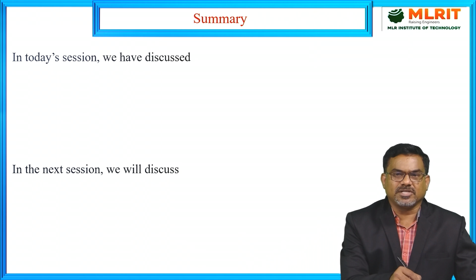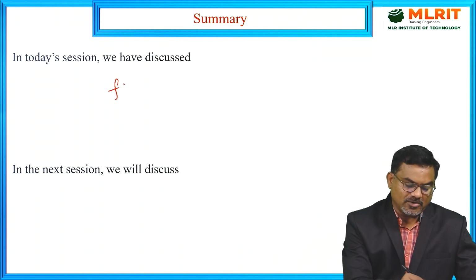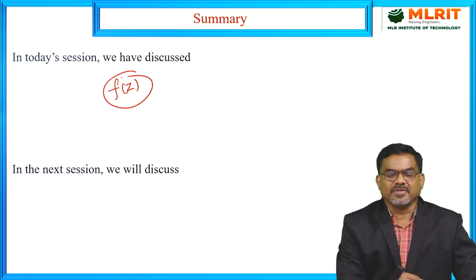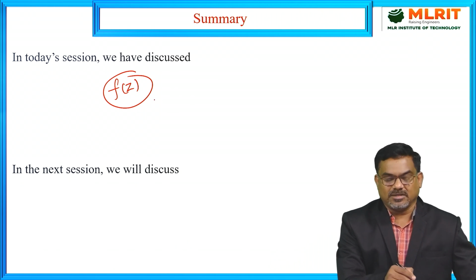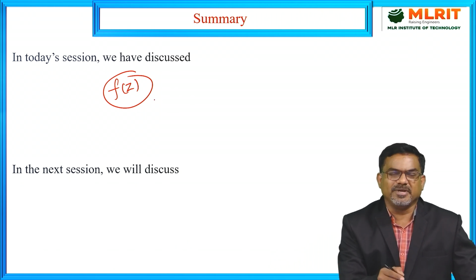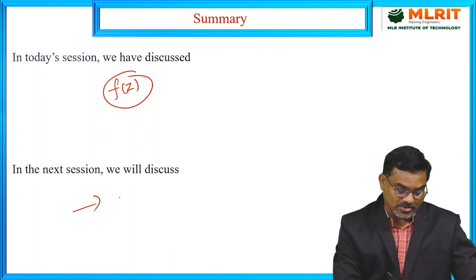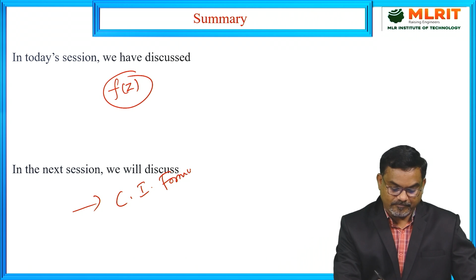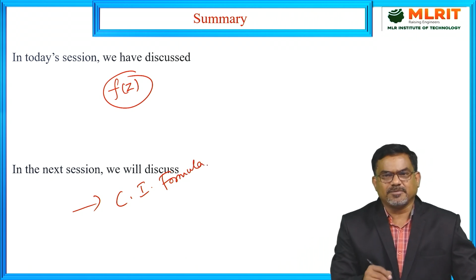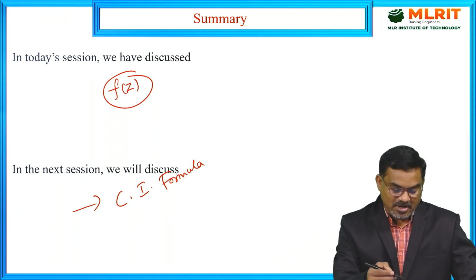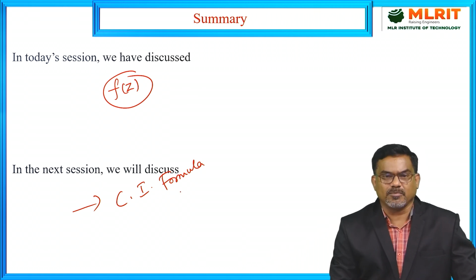So in today's session, we have verified Cauchy's integral theorem for the given function. That means we need to evaluate the line integral along the given curve and show that the line integral vanishes, that means equal to 0. So in the next session, I am going to discuss Cauchy's integral formula and the difference between these two, when we have to apply Cauchy's theorem and when we have to apply Cauchy's integral formula. That will be discussed in the next class. Thank you very much.